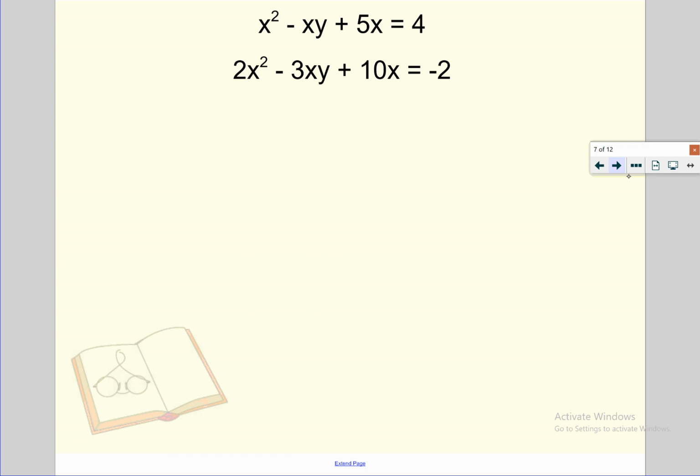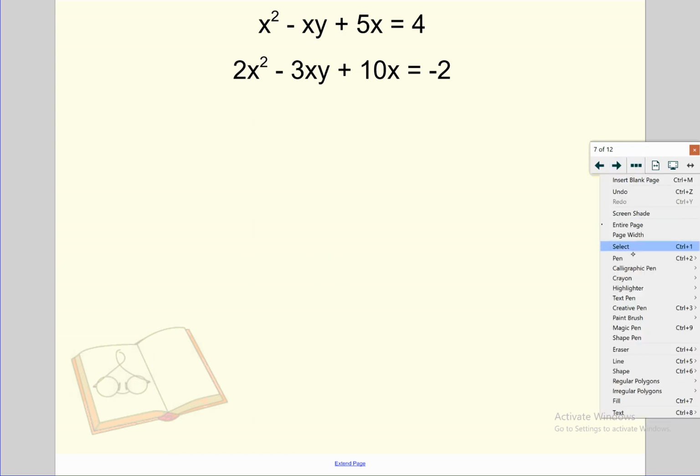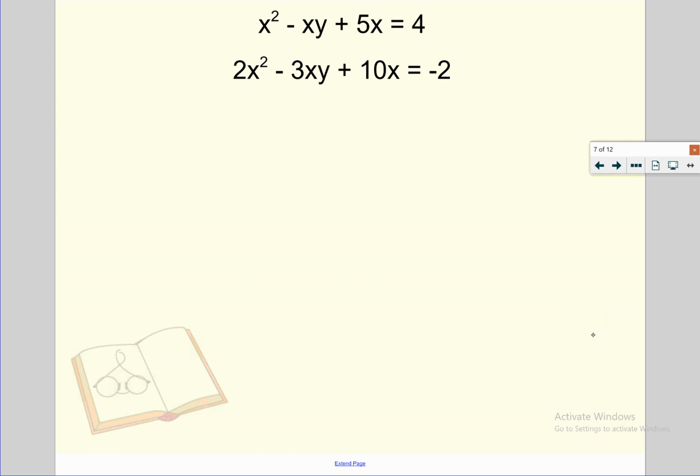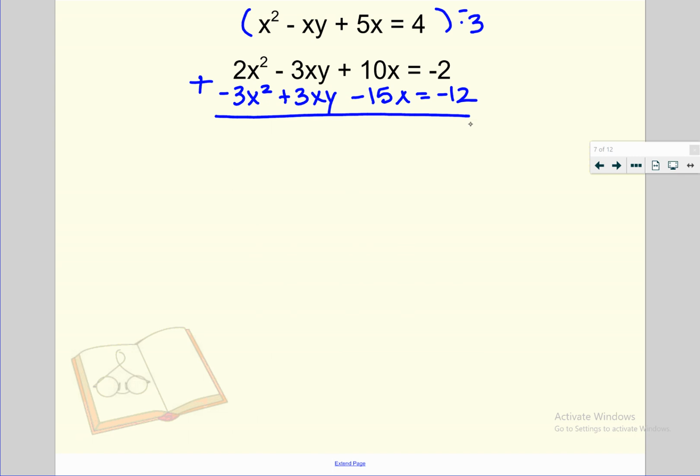The xy. We've got to get rid of the xy, because otherwise you still have an x and a y in the problem. Okay, what could I multiply by to get rid of the xy's? Negative 3 on top would work. Okay, so that's what we're going to do. Negative 3 on top. All right, so that would be a negative 3x squared, a positive 3xy, a negative 15x, and a negative 12, and I'm going to add my equations together.